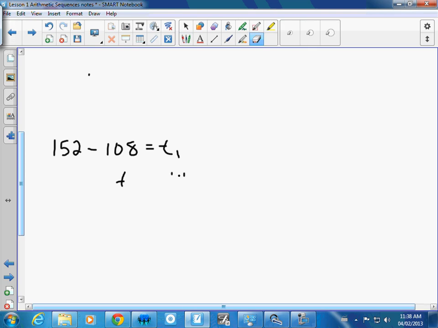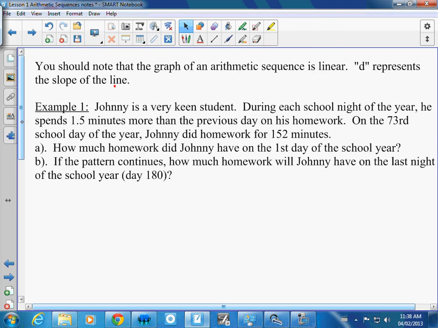All right, so look at the question. Johnny's a keen student, right? This is all of you guys, right? He's going to study. This is an interesting concept. So the first day that he comes out of class, how much does he study for? Read on the example then. Example 1, Johnny is a very keen student. During each school night of the year, he spends 1.5 more minutes every night. So first night, next night, 1.5 more minutes. Next night, another minute and a half. Next night, another minute and a half.